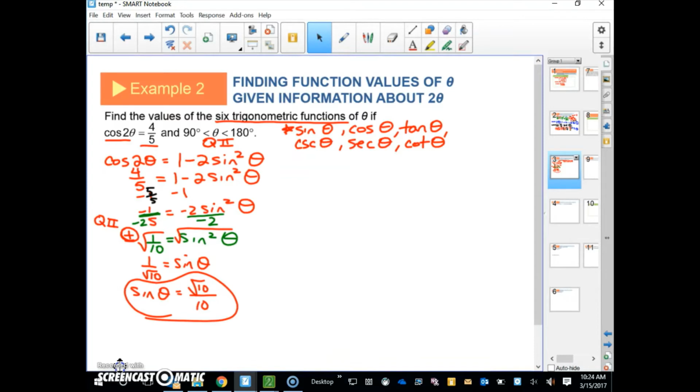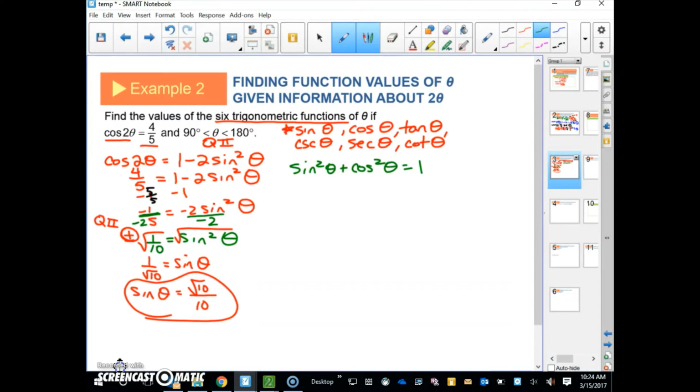You could go back to your cosine double angle, or you could go to your Pythagorean identity, sine squared plus cosine squared equals 1. That might be a good way to go. You've got several different options. Just pick one and go with it. I think maybe we'll go with that. Sine squared theta plus cosine squared theta equals 1.